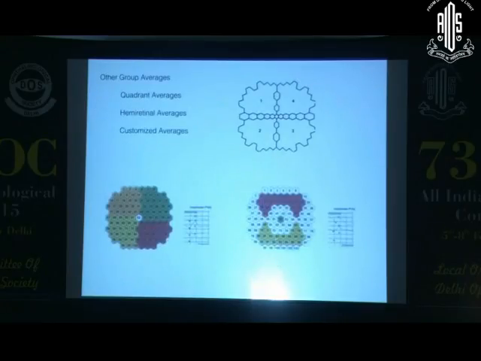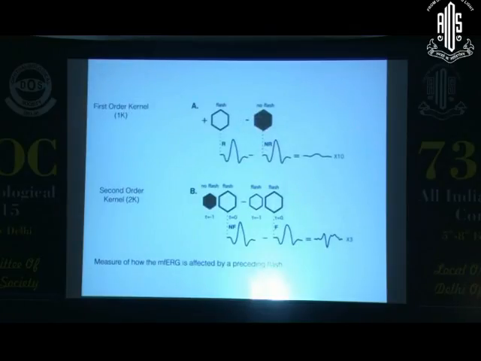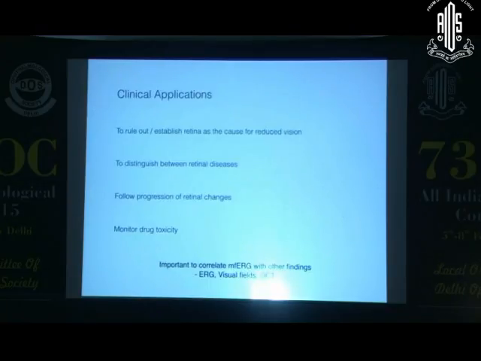The averages can be done in different ways. You can have averages quadrant-wise, half the maculas, or you can customize it, depending on what your machine allows you to do, different areas you can get averages of response. Second order kernels I'm not going to get into because there are not many clinical applications as of now. Earlier it was thought to be related to glaucoma changes, but there has been a lot of dispute about that. We are not using it for clinical purposes right now.